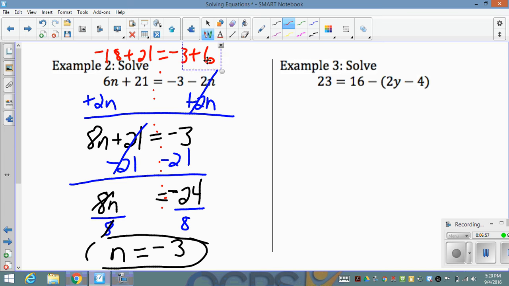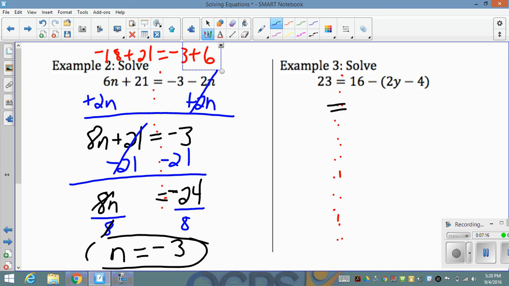Okay, 2 more examples to do in this video. So for example 3, again I'm going to draw my little dashed line here where my equal sign is. So I remember anytime I cross that dashed line, I've got to be using my inverse operations. Don't forget that. All right, step 1, simplify each side.